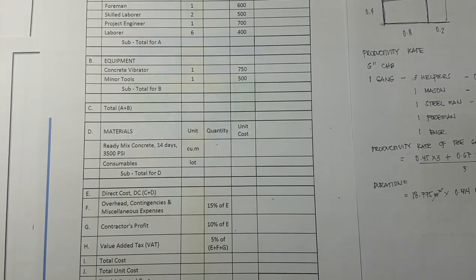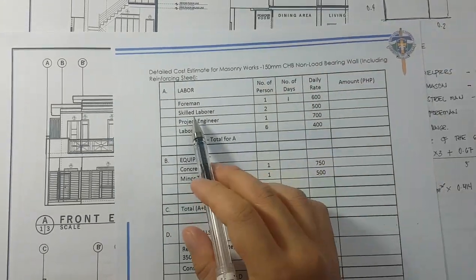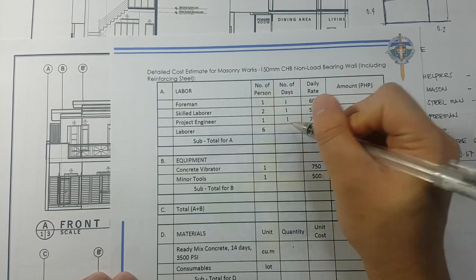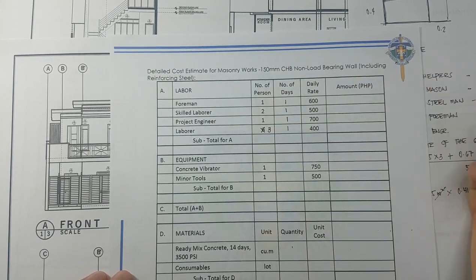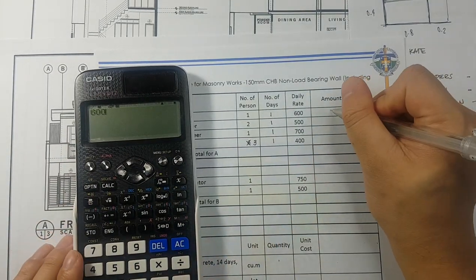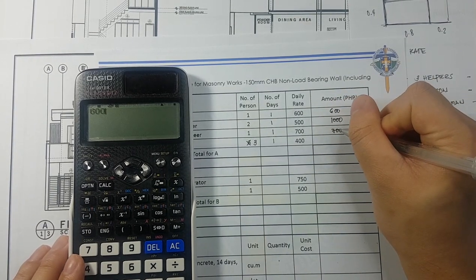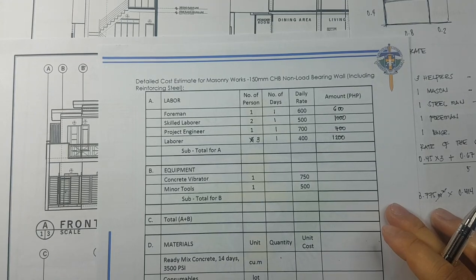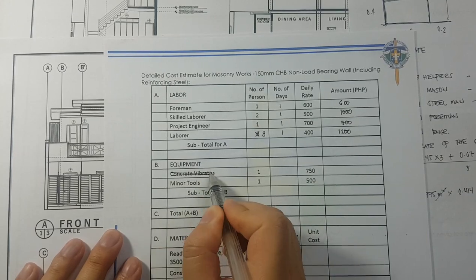Then we can now solve for our labor. So, ilang araw magtatrabaho si foreman? We have 1. Si skilled laborer, we have also 1. Si project engineer, 1. Si laborer, we have 1. This time, it is not 6, it is 3. Okay? So, the labor cost is equivalent to 600. So, this is 600. This is 1,000. This is 700. And we have here 1,200. Okay? Now, for the equipment, wala naman tayong ginamit na vibrator, no? So, we remove the vibrator.